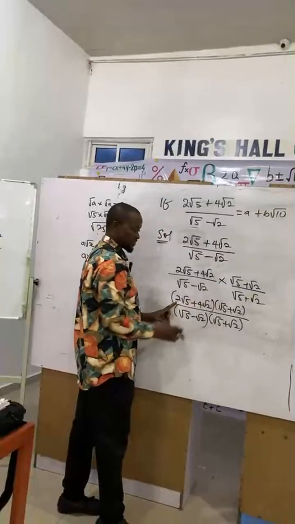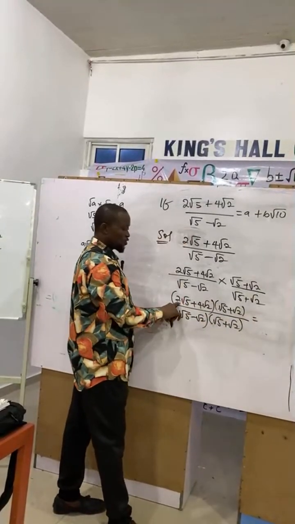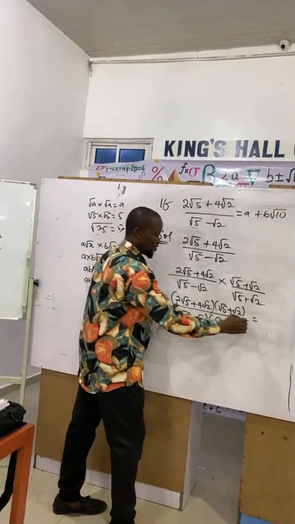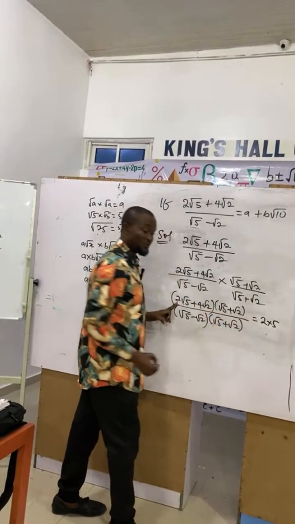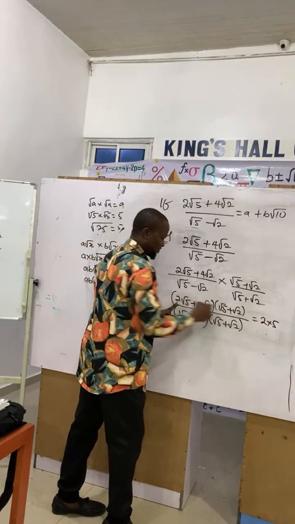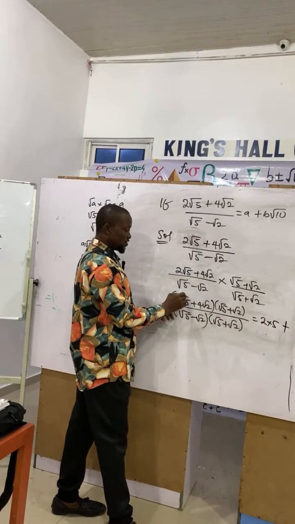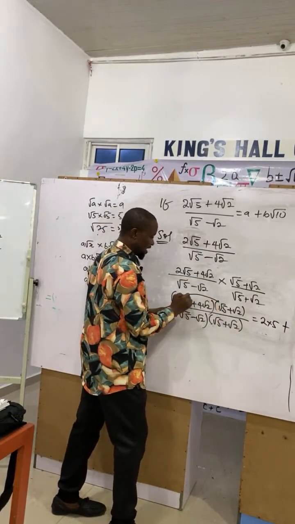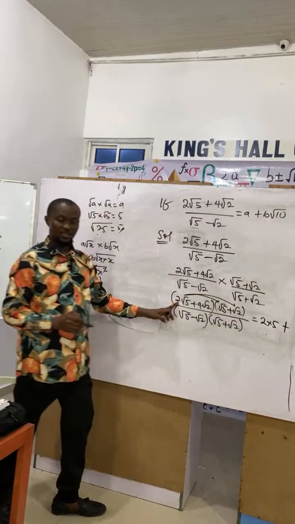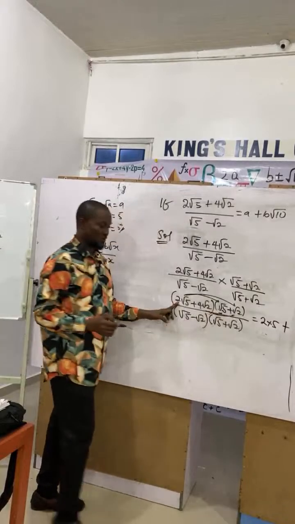So this and this, multiply that. 2 root 5 times root 5 will now be 2 times 5. You know why? Because root 5 times root 5 is 5. Bring it. So are you following me? Yeah. Now plus, you are using this to multiply with this and this. Also use this to multiply with this and this. That's what we are doing.